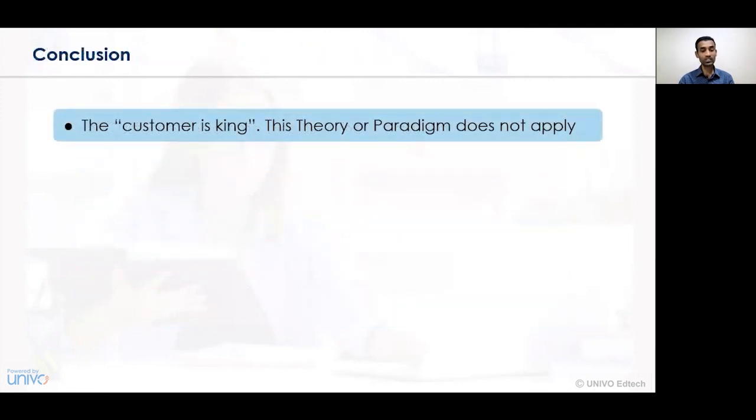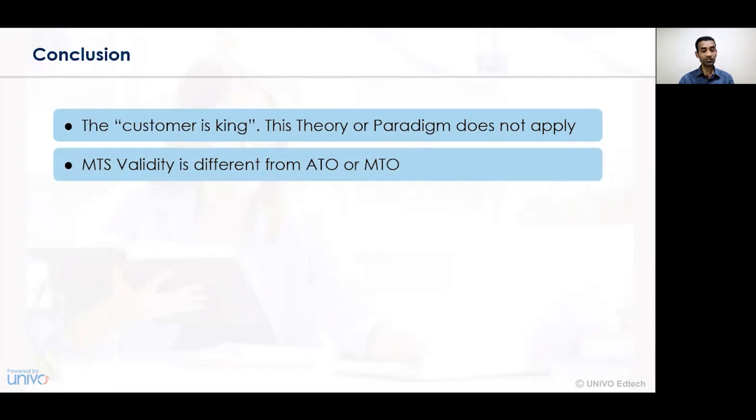To conclude, the customer is always the king in the market, and this theory applies here: whenever demand is created from the customer's end, it is the duty of the manufacturers to see that those products are supplied into the market. And when the product is supplied to the market, that demand needs to be created by the consumers. MTS as a validity is a conceptual clarity and a different scenario from either ATO or MTO, that is assemble to order or make to order.